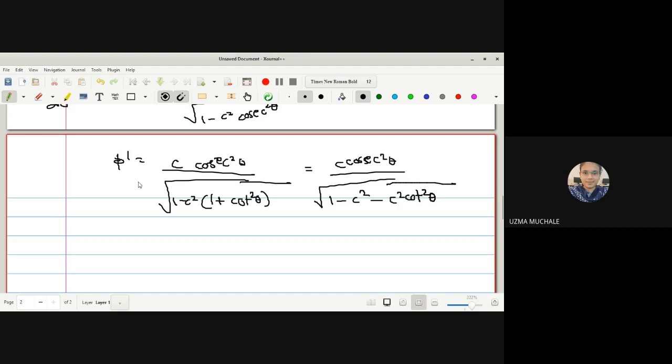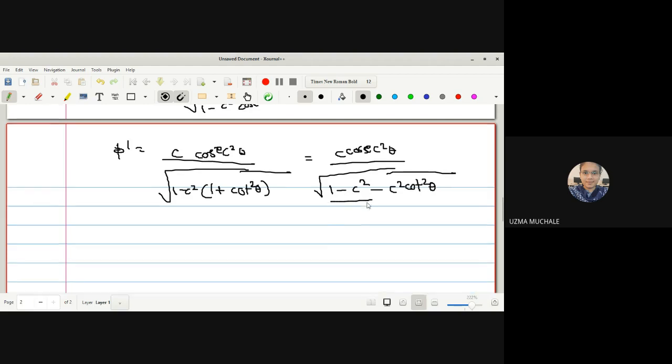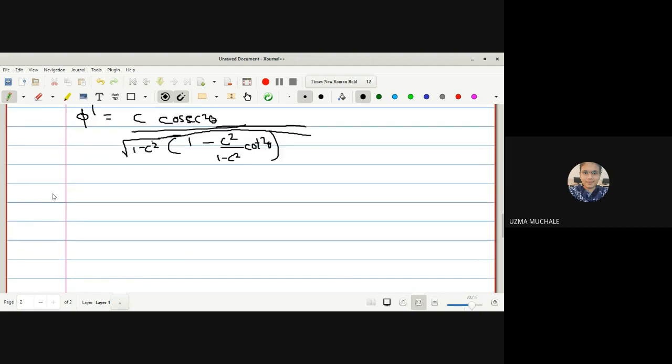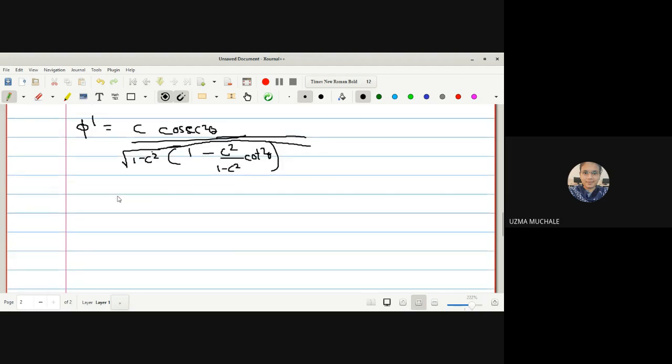Right, now this 1 minus c square is a constant term so I can take it outside. So now the equation will become in the form of c cosec square theta divided by, if I take this under root of 1 minus c square outside, we remain with 1 here. This term we have taken common, 1 minus c square, here that term is not there so we have to divide, 1 minus c square cot square theta. Right, and this under root is common for all the terms. Is the step clear to everyone?